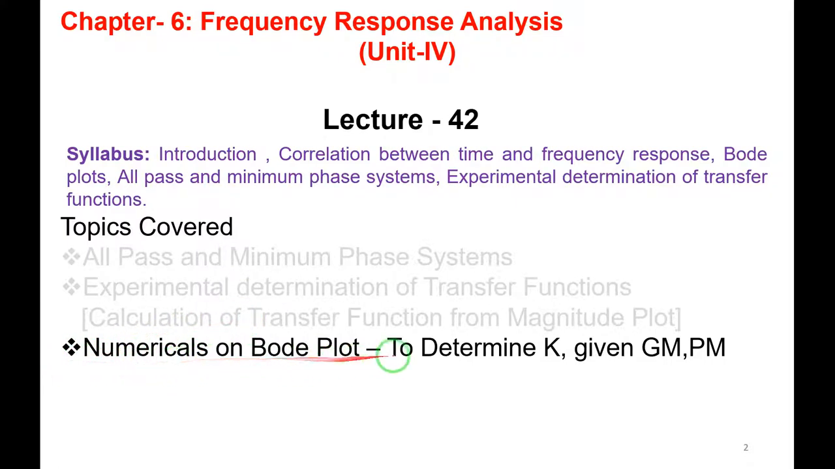Then next, actually this chapter is over, but I will be solving one more different variety of problem, right? That is a numerical on Bode plot to determine the value of k. Means gain margin and phase margin will be given, and we have to calculate the value of k. How to do that? We'll see through this numerical, right?